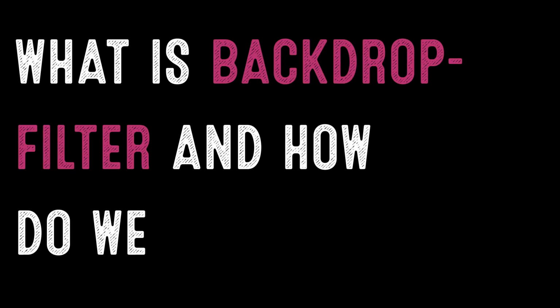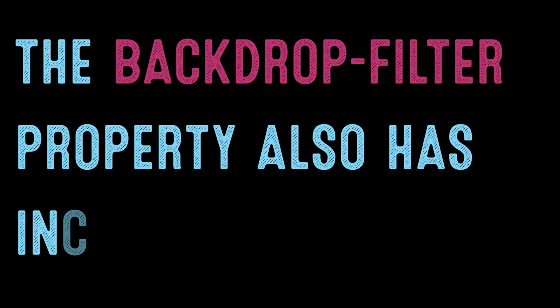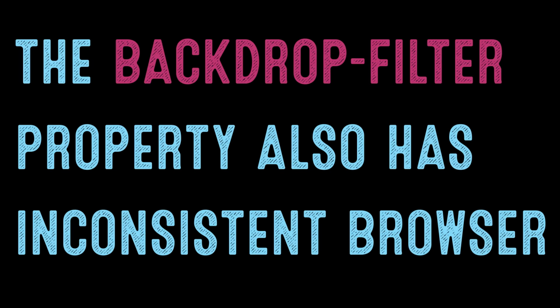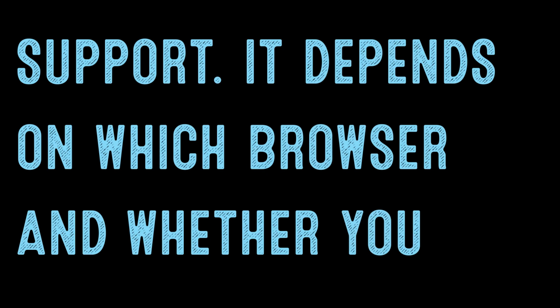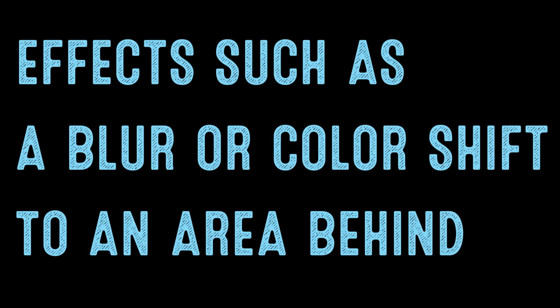The weekly code quiz. What is backdrop filter and how do we use it? The backdrop filter property also has inconsistent browser support. It depends on which browser and whether you have the latest versions. It is used to apply graphic effects such as blur or color shift to an area behind an element.